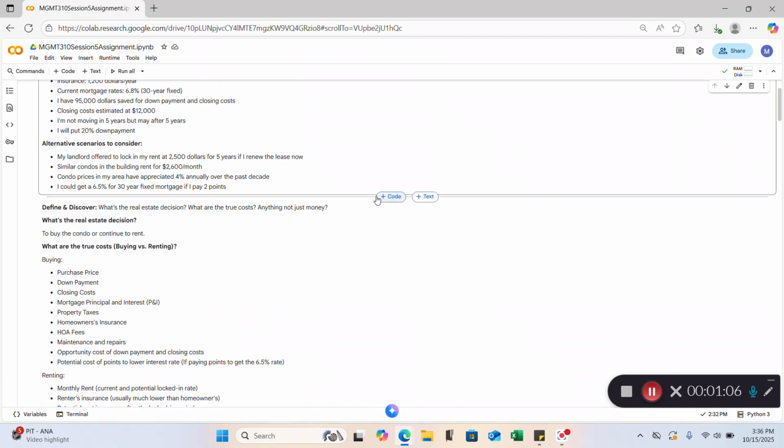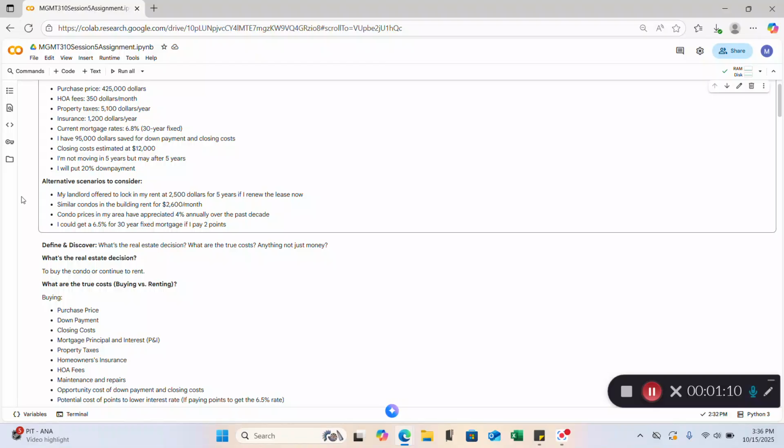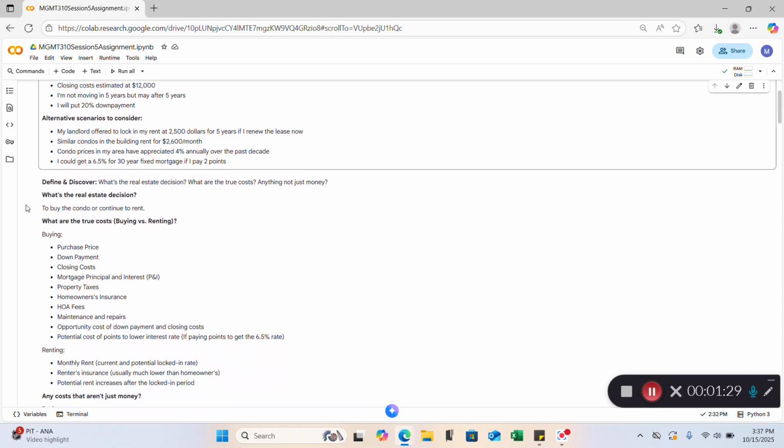A few alternative scenarios that we must consider: my landlord offered to lock my rent at $2,500 for 5 years if I renew the lease now. Similar condos in the building rent for about $2,600 a month, and condo prices in my area have appreciated 4% annually over the past 10 years. In addition, I can get a 6.5% 30-year fixed mortgage if I pay 2 points.